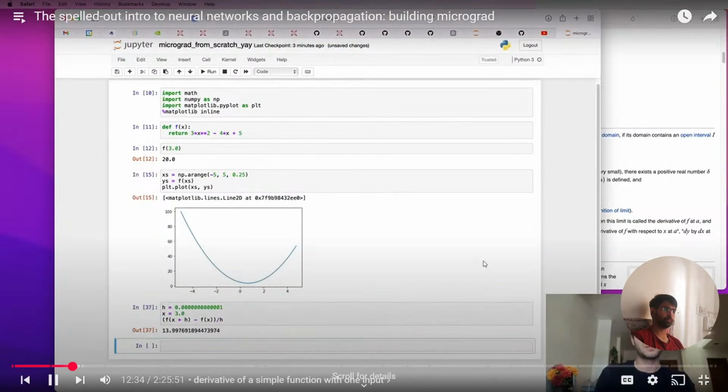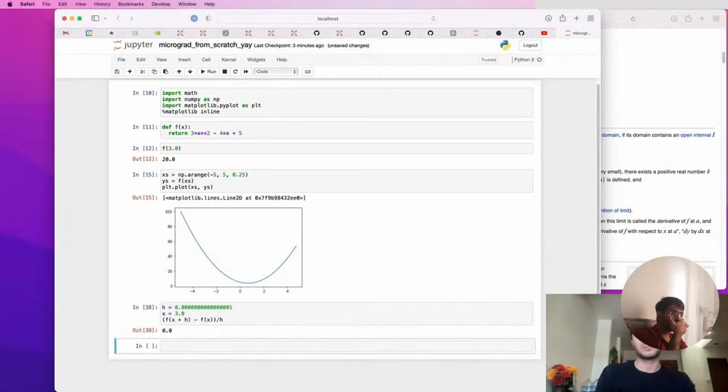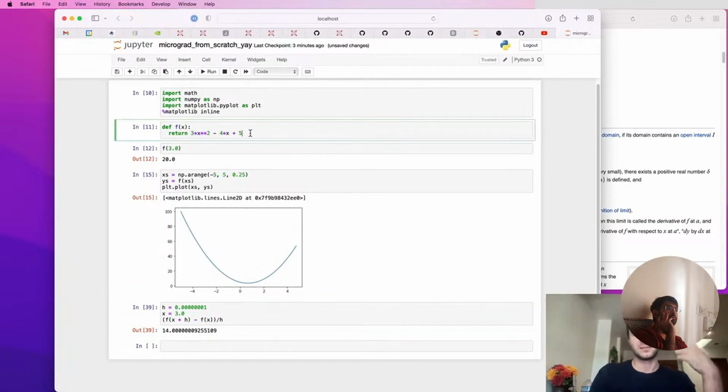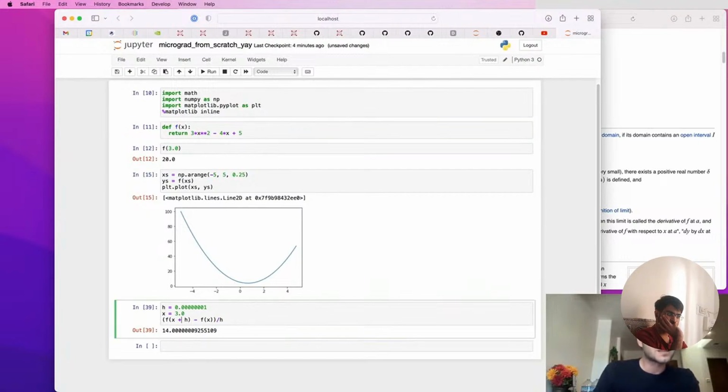Now, if I'm using too many zeros, at some point I'm going to get an incorrect answer because we're using floating point arithmetic, and the representation of all these numbers in computer memory is finite, so at some point we get into trouble. But we can converge towards the right answer with this approach. Basically, at 3, the slope is 14. You can see that by taking 3x squared minus 4x plus 5 and differentiating it in our head. So 3x squared would be 6x minus 4, and then we plug in x equals 3. So that's 18 minus 4, which is 14. So this is correct.